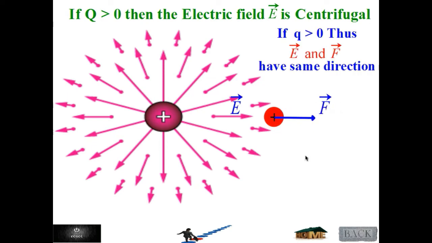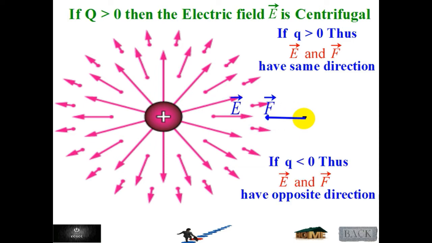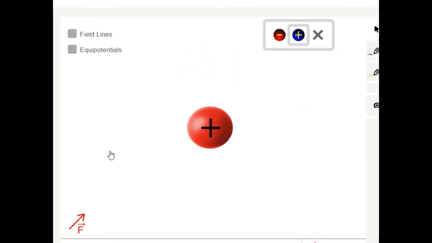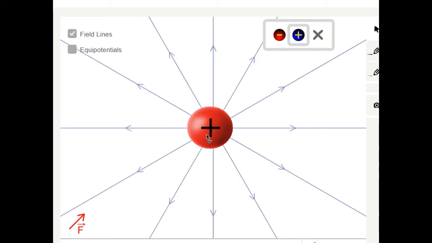Then the electric field and the electric force have the same direction. If we bring a negatively charged particle within the electric field, then it will also experience an attractive electric force. Then the electric field and the electric force have opposite directions. If we have a positively charged particle, then the electric field is centrifugal, away from the particle.